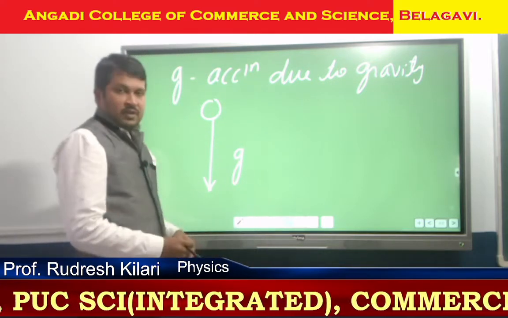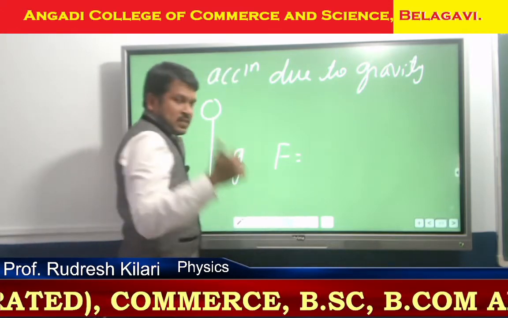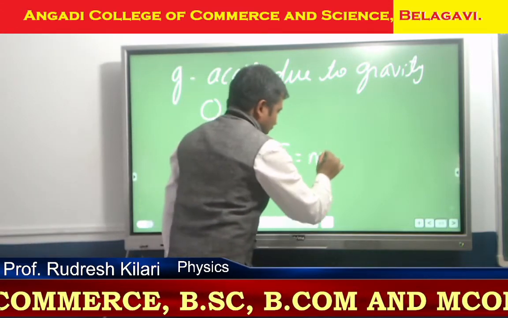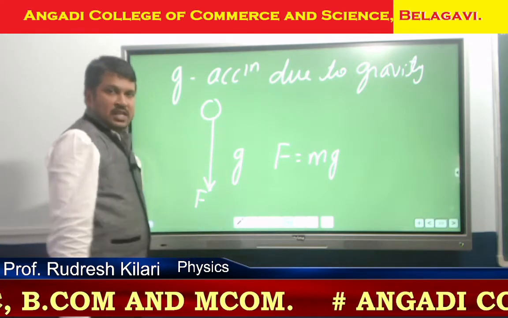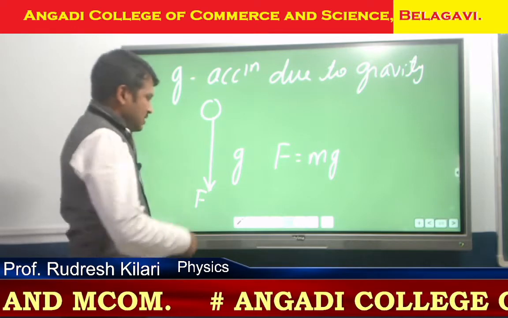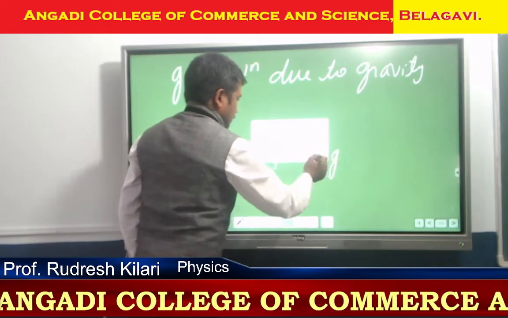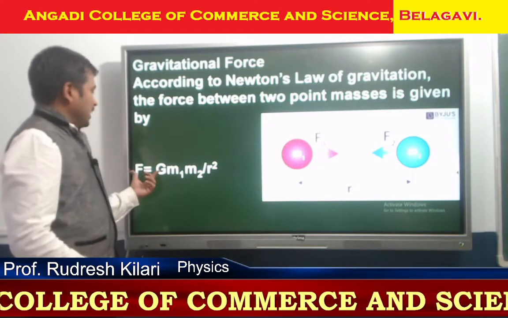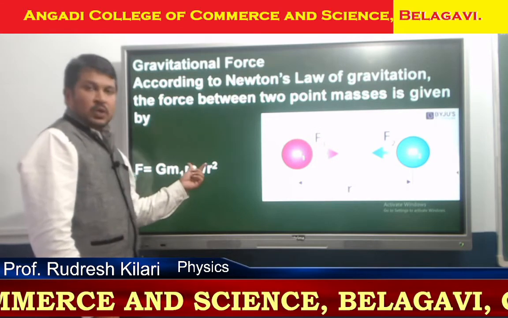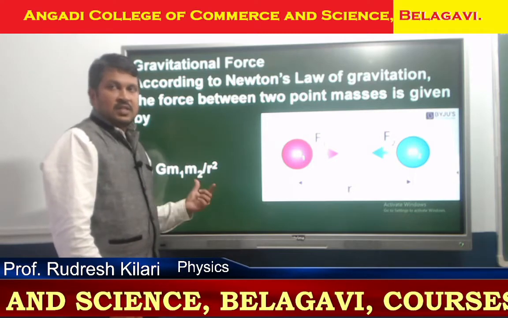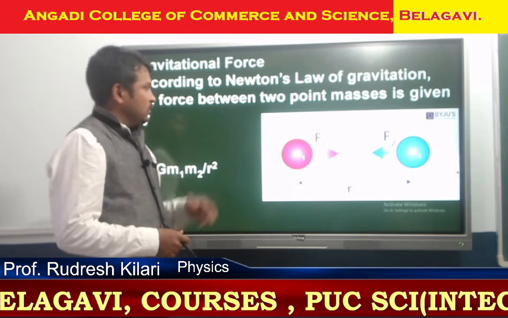For this one, we will write F equals m into g, Newton's second law, right? The force is acting towards the earth. Yes, I hope you are getting the concept. Here, Newton gave the formula F equals G m1 m2 divided by r square. This is the universal gravitational formula. I hope you understood.